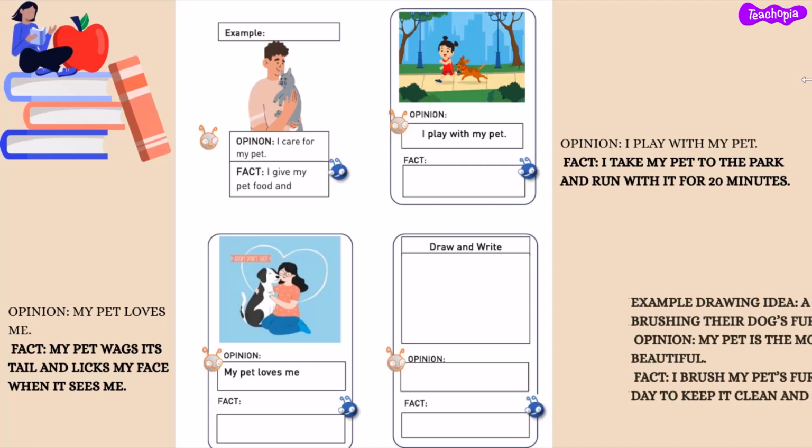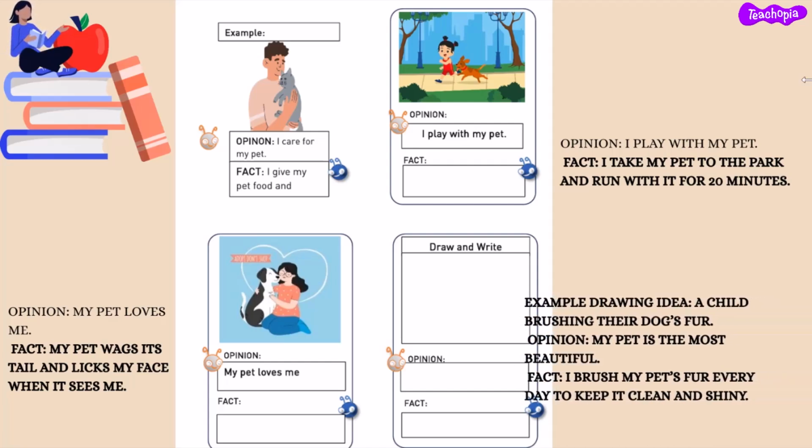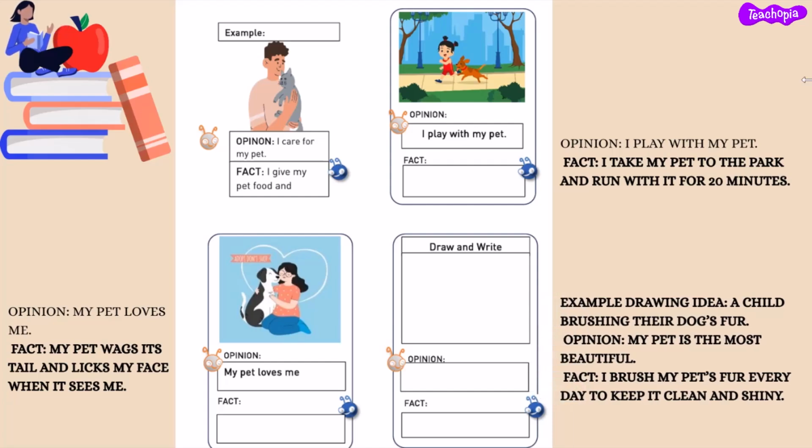That's a fact. Third one, here the child has to draw, like for example, an idea can be given or provided to our learners, a child brushing their dog's fur. The opinion, my pet is the most beautiful. And what can the fact be? I brush my pet's fur every day to keep it clean and shiny. So here are a few suggestions of how we can take this activity forward.